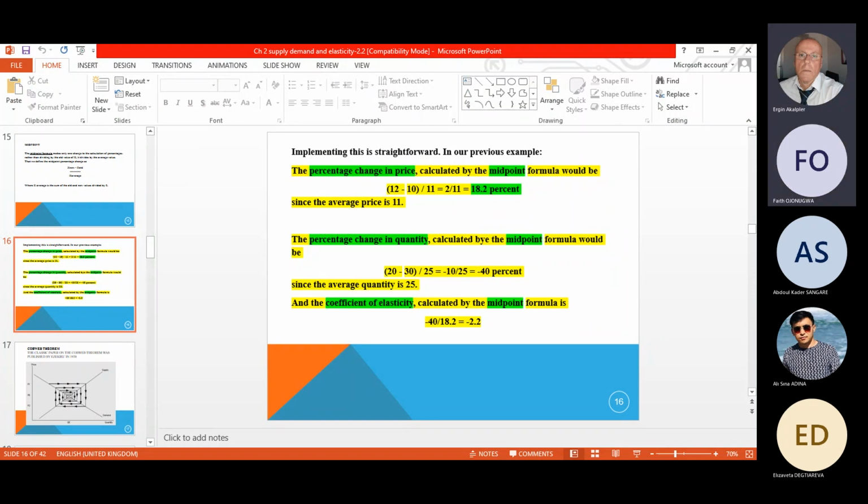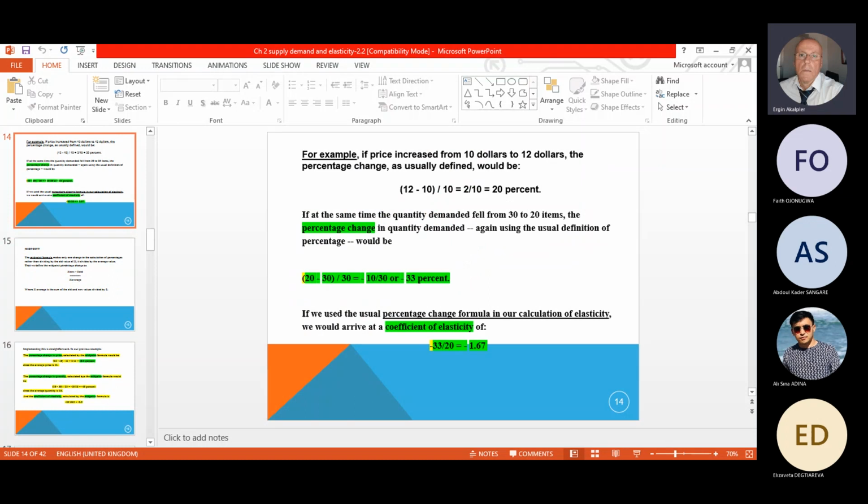Do you want me to go through the example once again, or is it okay? Do you want me to repeat the examples once again? Okay. Yes. Okay, look, this was the example which sir has given.